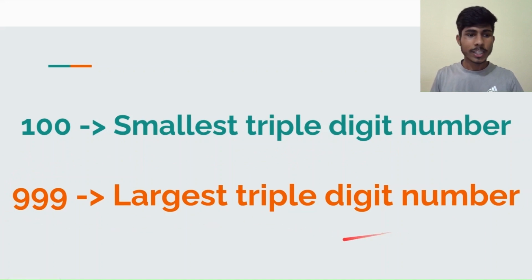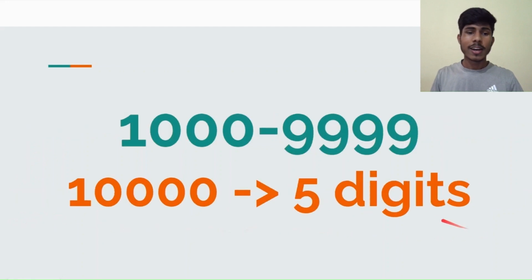See, 999 will be higher than all the numbers from 100 to 998. So this is the reason it is the largest triple-digit number. And the next number will be 1000. And again, with 4 digits, we will get from 1000 to 9999. These all have 4 digits. And numbers will keep on increasing from 1000 to 9999. That means this is the smallest, this is the largest.